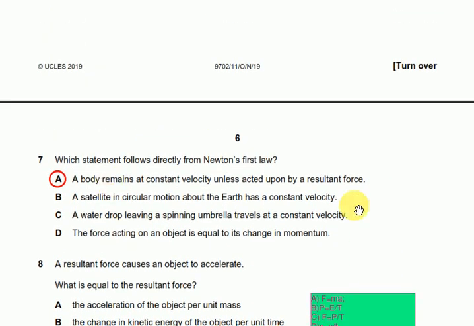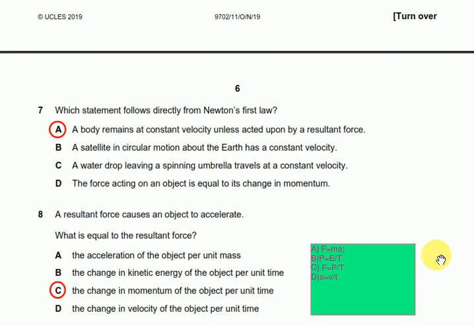Question number 7 says, which statement follows directly from Newton's first law? A body remains at constant velocity unless acted upon by a resultant force. That's Newton's first law, actually. So A is the answer. Let's see the other options. B says a satellite in circular motion about the Earth has a constant velocity. That is not Newton's first law. A water drop leaving a spinning umbrella travels at constant velocity. That is not constant either. That is not Newton's first law. The force acting on an object is equal to the change in momentum. That is Newton's second law. So A is the answer.